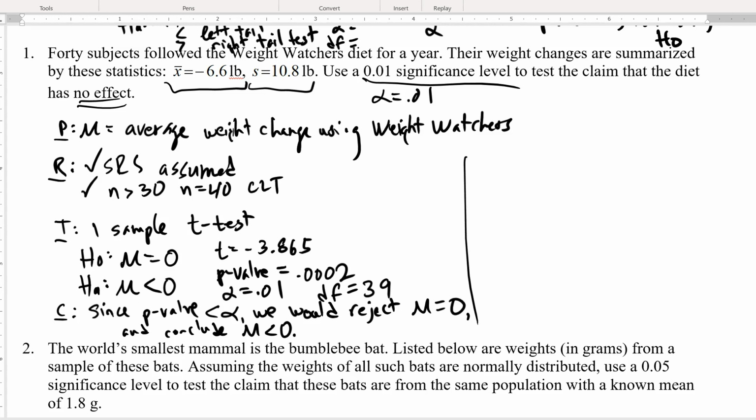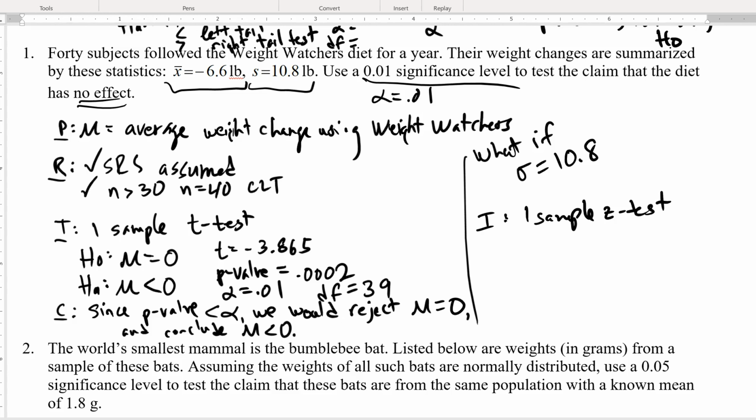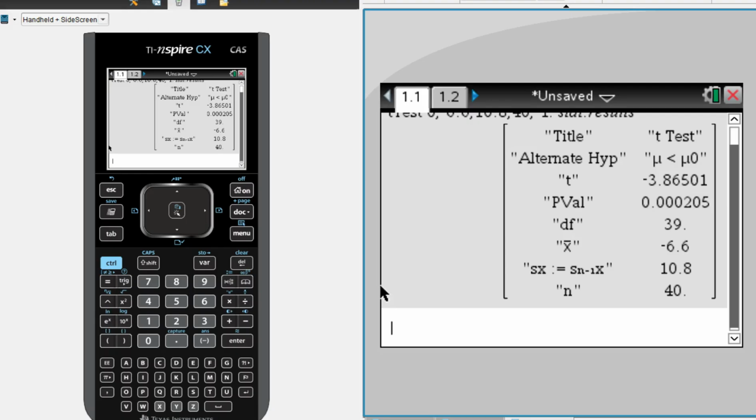I do want to say real quick, what if we knew that sigma was actually 10.8? What if that was the actual standard deviation of like all diets that ever occur? What if we knew that, right? Well, then first of all, the requirements would be the same. But instead of a t-test, we would do a one-sample z-test. The hypotheses will still be the same. The score actually will still be the same. So I'll show you when we run it.